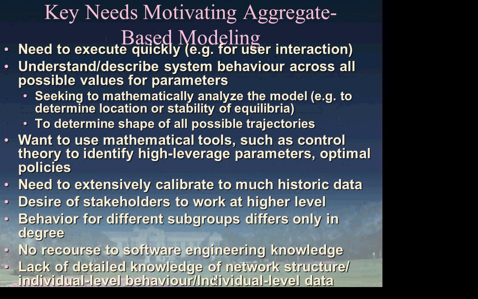Perhaps stakeholders want to work at a higher level description. If the behavior of different subgroups differs only in degree, or you have no recourse to software engineering. Ladies and gentlemen, this is one of the big reasons I'm teaching this course. There are far too few people to do agent modeling. Lots of people want to do it, and few people can do it, especially few people who have the depth of computer science background. There is desperate need for folks trained in computer science who can do this sort of modeling, and it's a perfect mixture of skill sets. And finally, a lack of detailed knowledge of network structure or individual level behavior can really make it difficult.